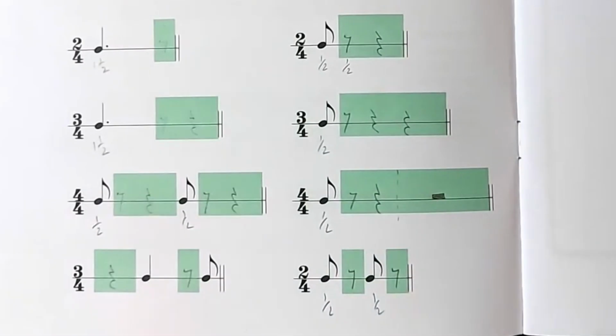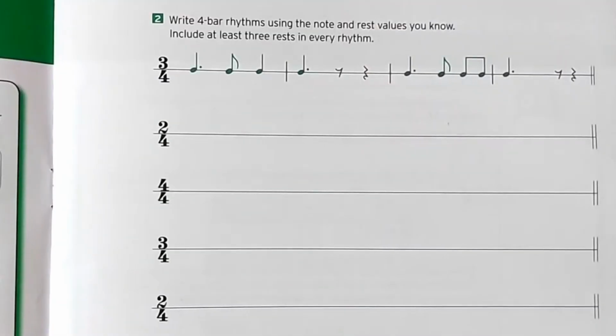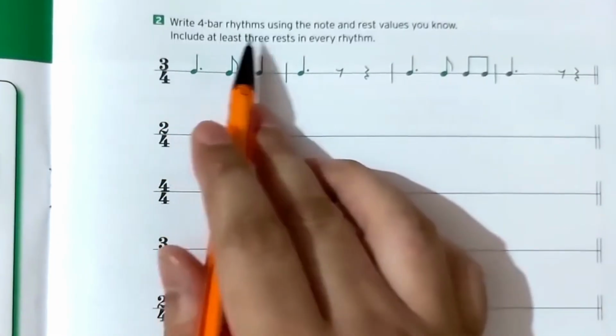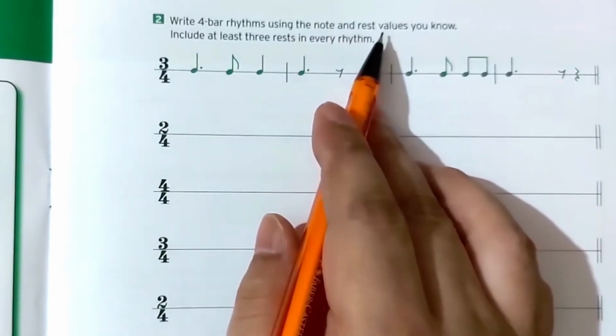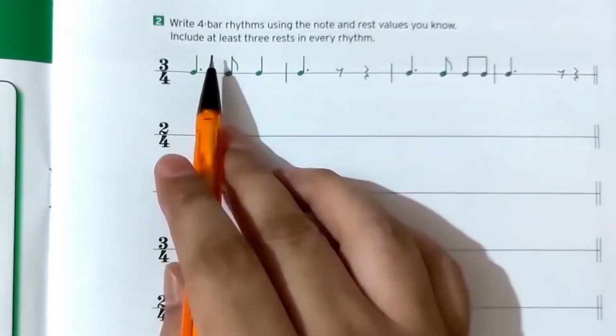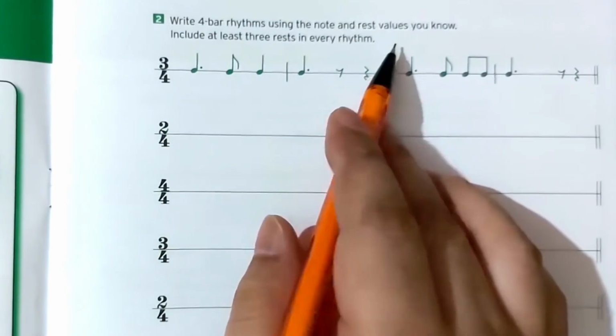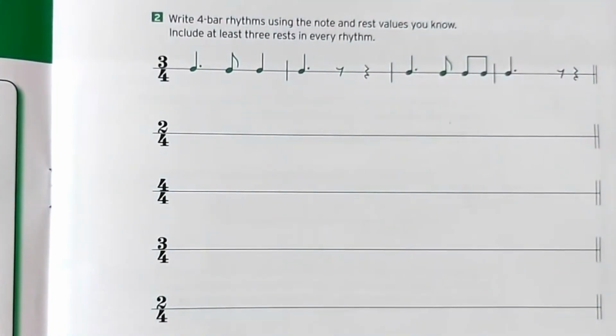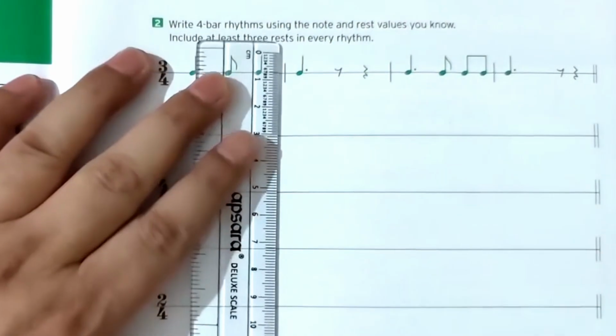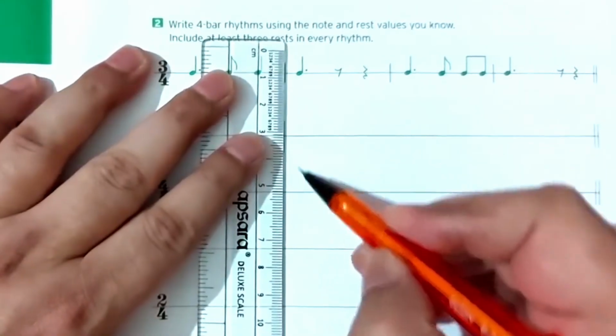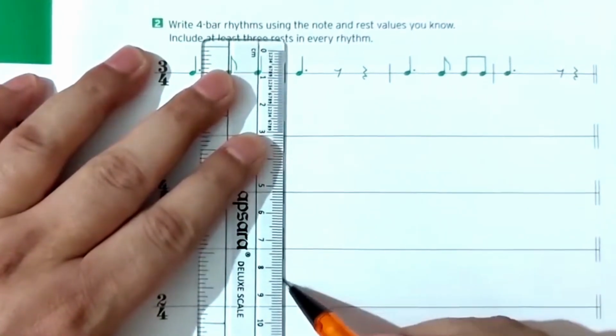Okay, so now let's move on to the next page. On this page, friends, we have to write a 4-bar rhythm using the note and rest values, including at least 3 rests in every rhythm. So we have to make a rhythm of 4 bars in which we need to put at least 3 rests. So let's start. First, let's make these bar lines, so it will be easier for us.